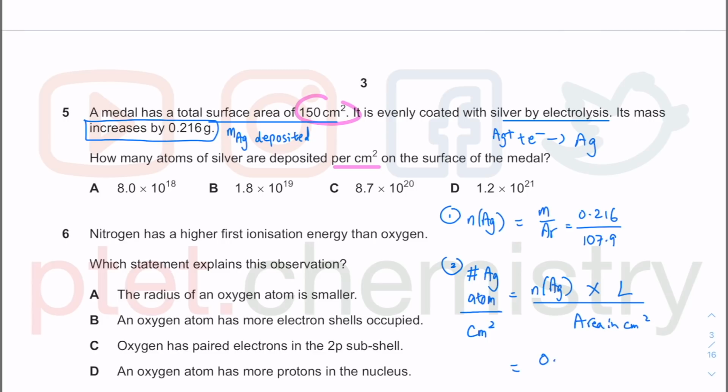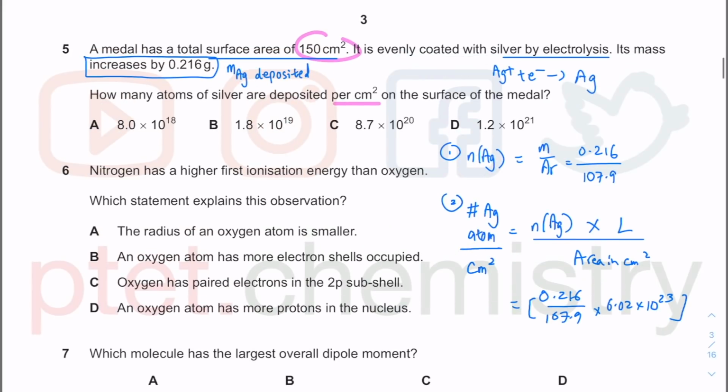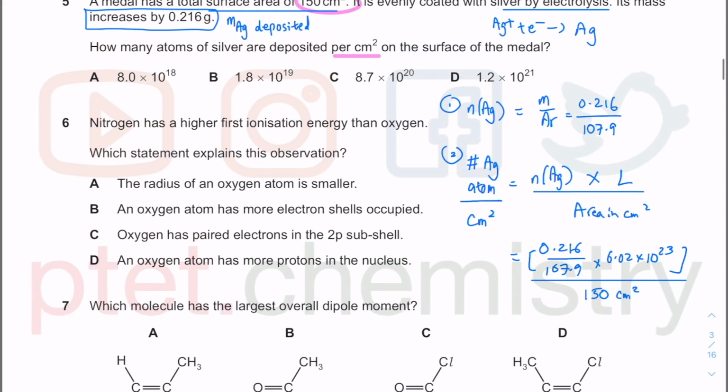So what do I need? I need 0.216 over 107.9 multiplied by 6.02 times 10 to the 23, which you can get from the data booklet at the end of this paper. I showed you just a bit earlier, and you have 150 cm square. You have the number of atoms there because you already related the number of moles from the mass over AR. So 0.216 divided by 107.9 multiplied by 6.02 times 10 to the 23 divided by 150.